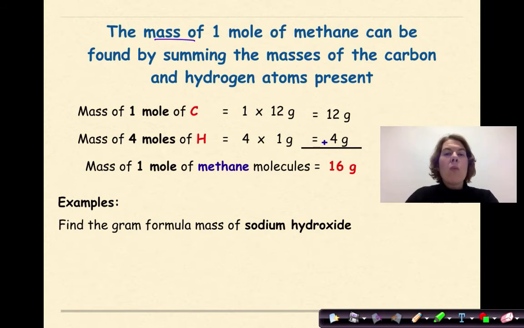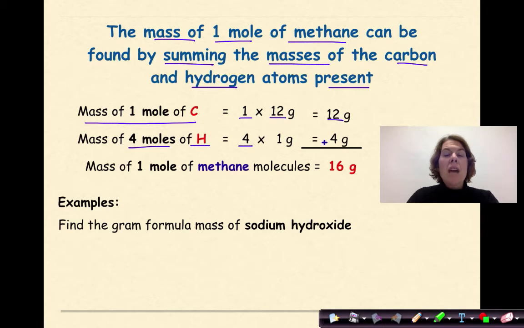The mass of 1 mole of methane can be found by summing the masses of the carbon and the hydrogen atoms present. So the mass of 1 mole of carbon times the atomic mass of carbon, which is 12, equals 12. The mass of 4 moles of hydrogen, well, you have 4 hydrogens times the atomic mass, which is 1 gram. 4 times 1 gives me 4. 12 plus 4 gives me 16. So the mass of 1 mole of methane molecules is equal to 16 grams.